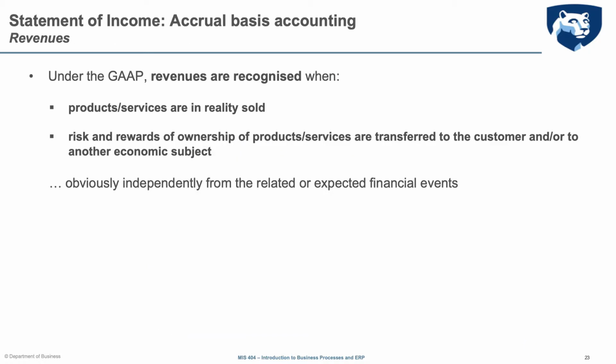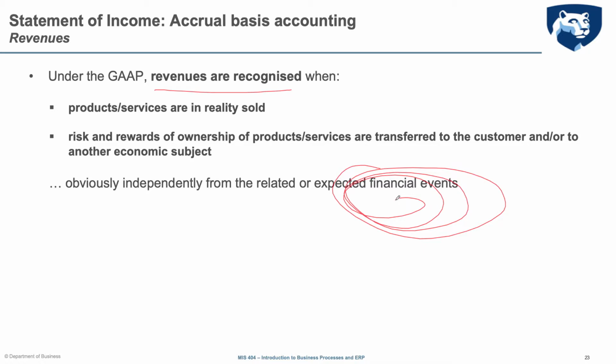Again, under the GAAP, and I don't want to be too technical, remember that revenues are recognized when products and services are sold, which means that the risks and rewards of ownership of the product have been officially transferred to the customer or another economic subject in the supply chain, no matter if this generates a cash in. So when you transfer the ownership of a good, this is a revenue.